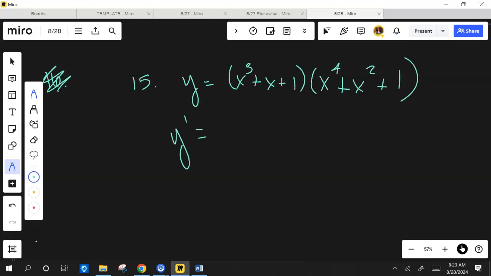Did you FOIL this out? I did. No, I didn't foil.